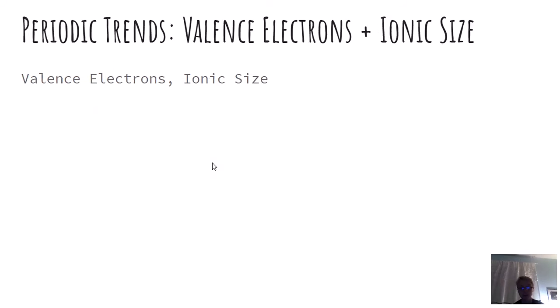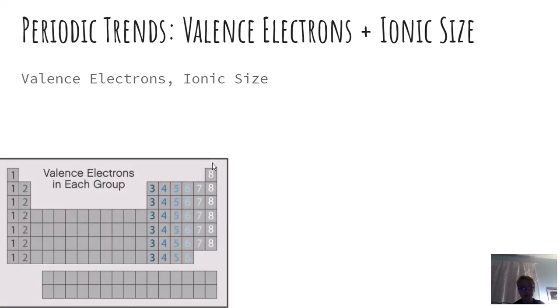Periodic trends. The first periodic trend includes valence electrons and ionic size. Valence electrons are electrons on the outermost energy level of an atom. The periodic table tells you the number of valence electrons that are present in the atoms of each column. Group 1A has 1 valence electron. Group 2A has 2 valence electrons, and that includes all the way up to group 8A, which has 8 valence electrons. Example, fluorine has 7 valence electrons since it is in group 7A.